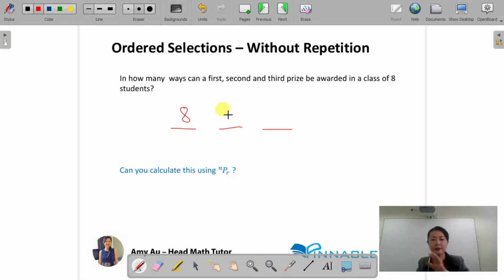7 people left. Now, important thing, I know this doesn't say repetitions allowed or not allowed, but it's implied. One person can't be both first, second, and third, right? So use a bit of common sense to judge whether repetition should be permitted. And generally, when you're dealing with people, repetition should not be allowed. You can't reuse the same person for a certain spot, okay?